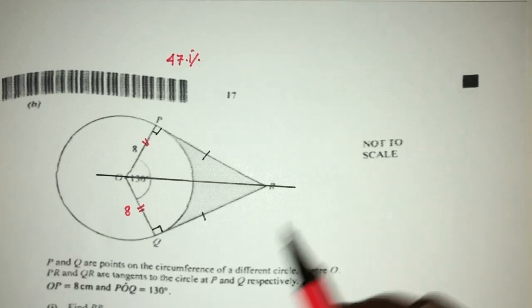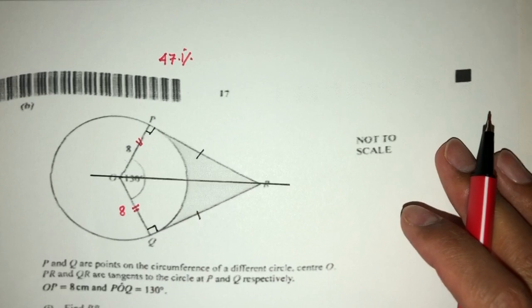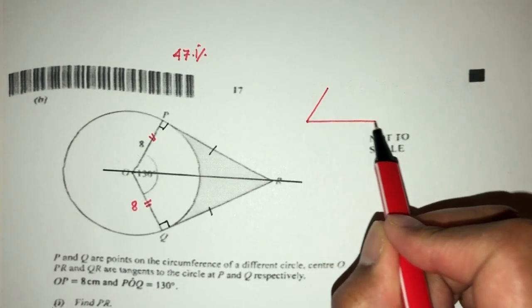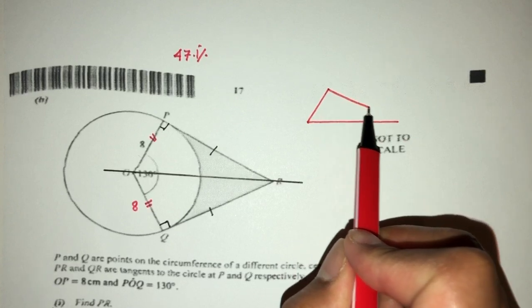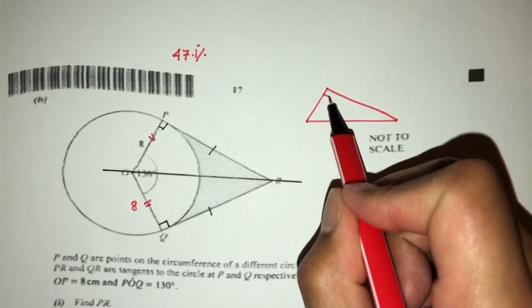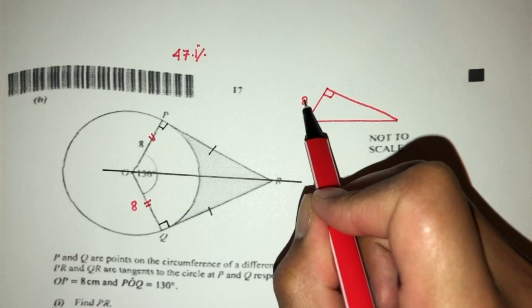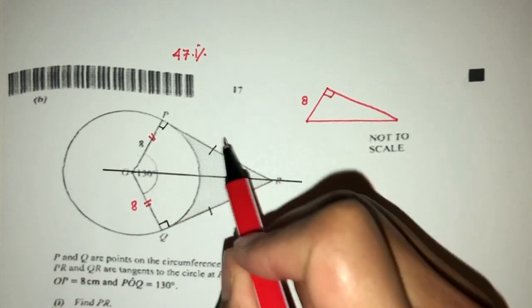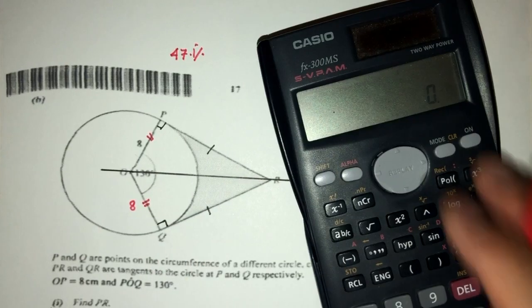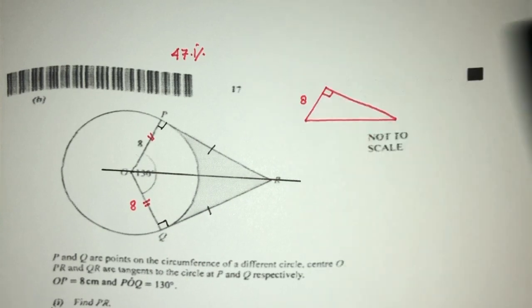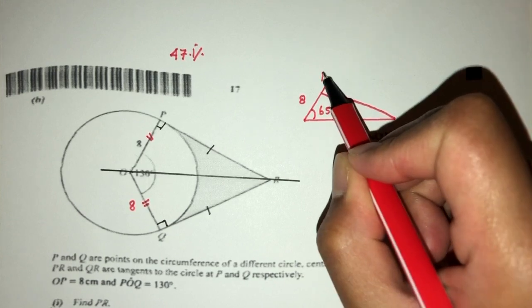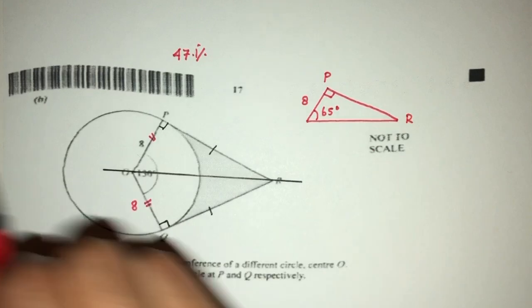Now to find the length of PR, we can just look at the triangle on the top. So let's do that. On the top we have this, we have this. This will be 90 right here. This is 8. Now because this is the angle in between, has to be the same, this will be half and half. So 130 divided by 2, that should be 65. I guess till now there should be no problem, we can agree on that, right?